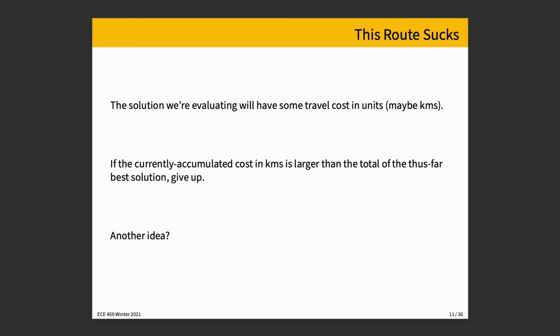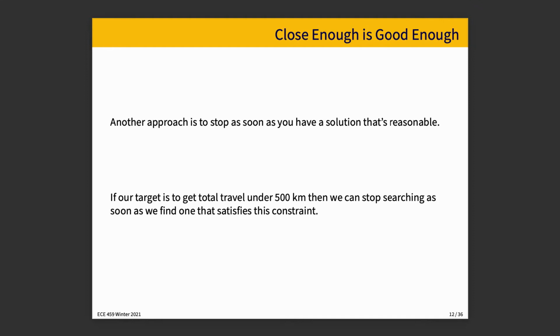So, do you have another idea? Well, another idea is that you can stop as soon as you have a solution that is reasonable. If we are given a particular target, and say the goal is to get total travel under 500 kilometers, obviously your target has to be reasonable. It can't be that you always have to be perfect, otherwise we don't save any time. But if the goal is to make total travel under 500 kilometers, we can stop searching as soon as we find something that meets this constraint.